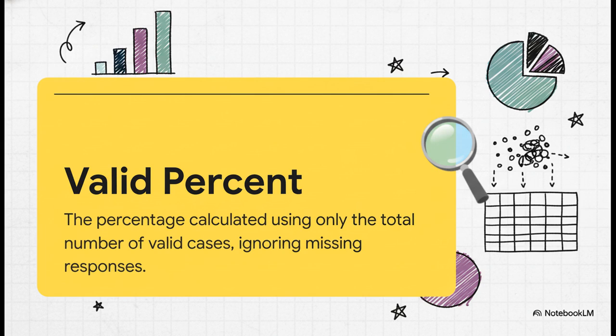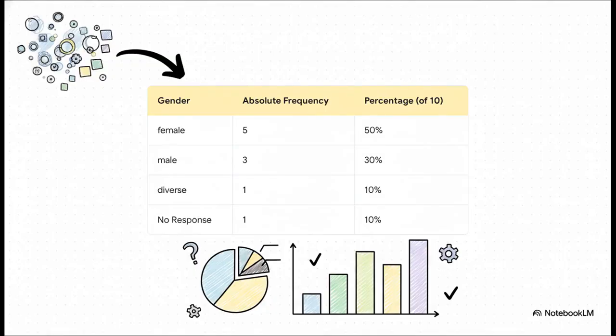It's actually a pretty clever tweak. Instead of basing our percentage on the total number of surveys we collected, we base it only on the number of people who actually gave us an answer. So for this one calculation, we just pretend the blank responses don't exist. Let's see this in action.